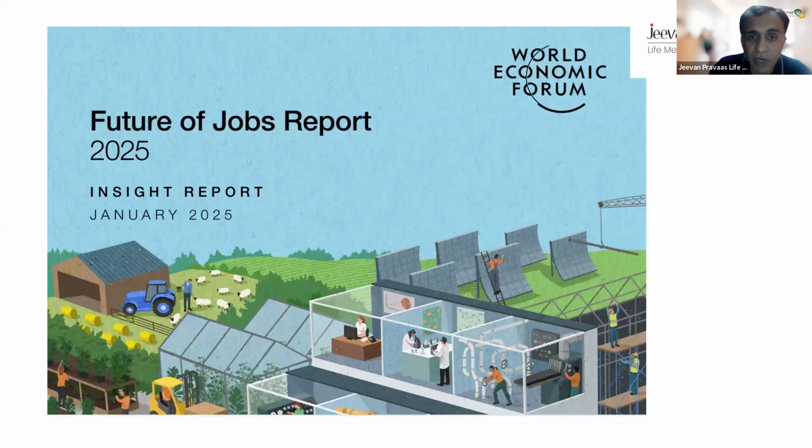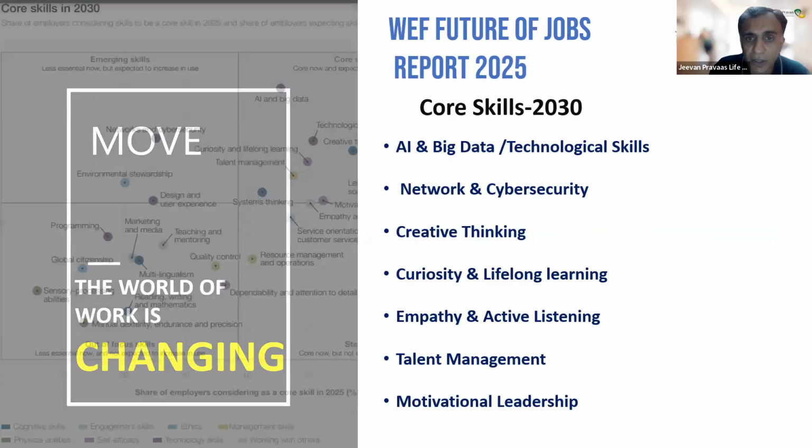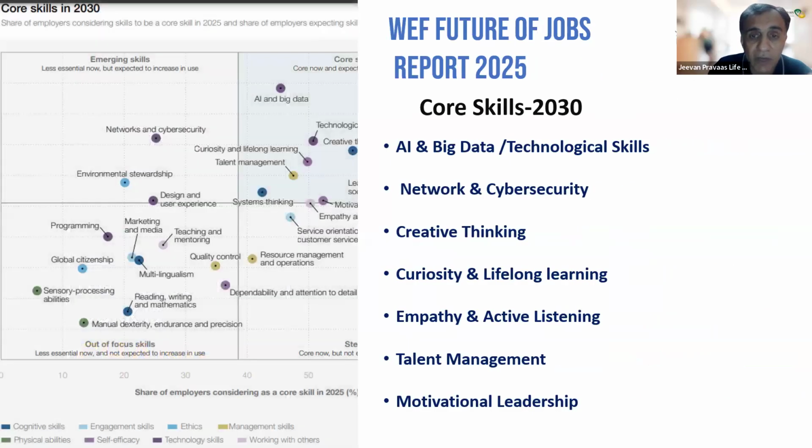We have also got a report of the World Economic Forum. This is there in our portal also. We have uploaded the data. This is a very latest report, the 2025 report, which gives the outlook up to 2030. What are the kinds of skills that are required? It talks about the core skills required for 2030.